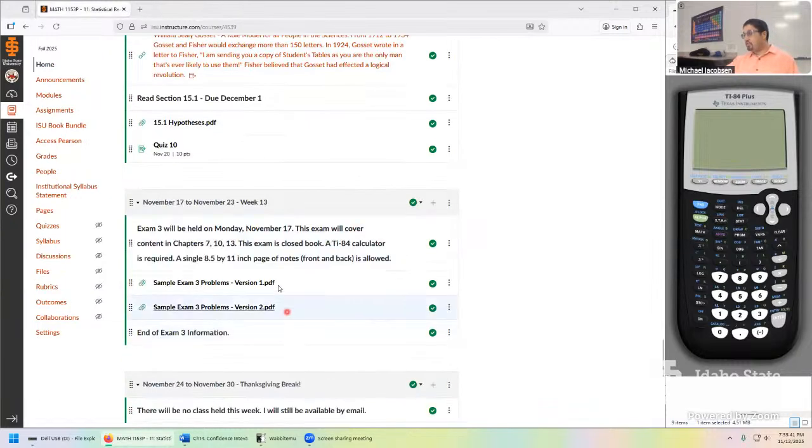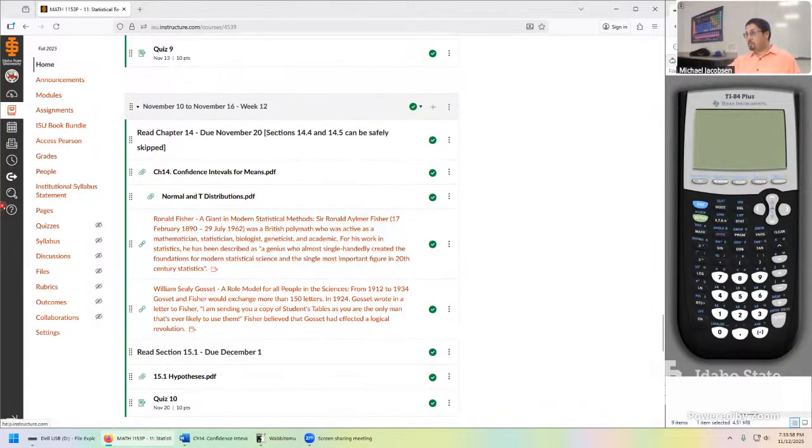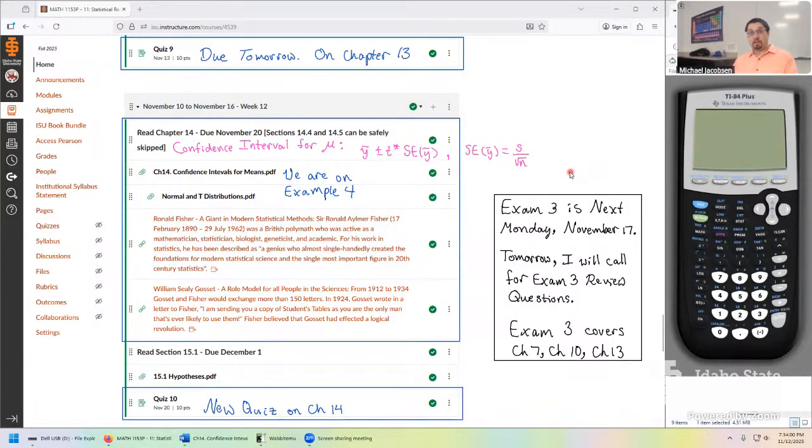So either one of these versions would be good problems to look at on tomorrow's review, or really anything else, whether it's a quiz problem, a totally unrelated problem, or a problem in MyLab Statistics, in the Access Pearson site right here. I'd be happy to discuss anything. So that's where we're at so far, folks. Any questions at all about any of those announcements?